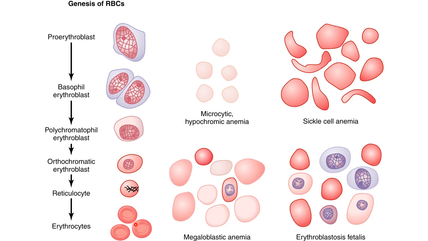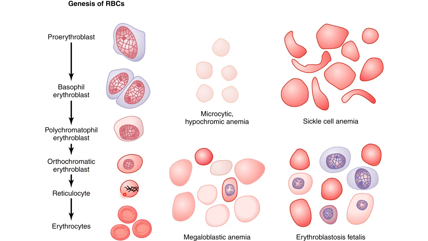So the development of red blood cells occurs in this manner: proerythroblast, basophilic erythroblast, polychromatophil erythroblast, orthochromatic erythroblast, then reticulocyte.